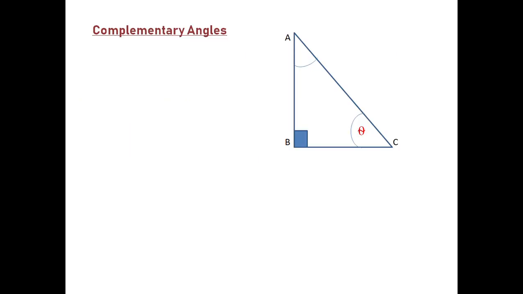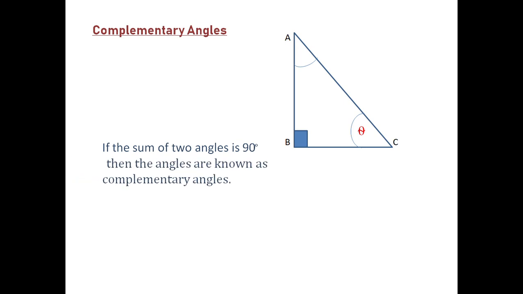For that we are considering a right angle triangle, right angle at B and angle C as theta. Then what are complementary angles? We define complementary angles as follows: if the sum of two angles is 90 degrees, then the angles are known as complementary angles, or we say they are complementary to each other.